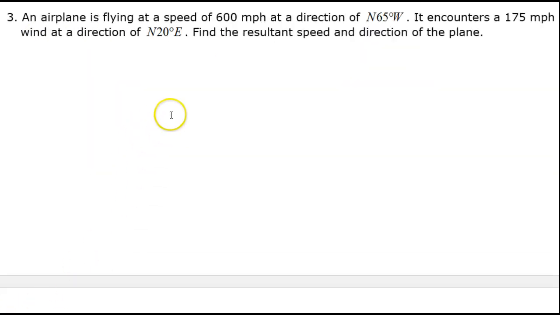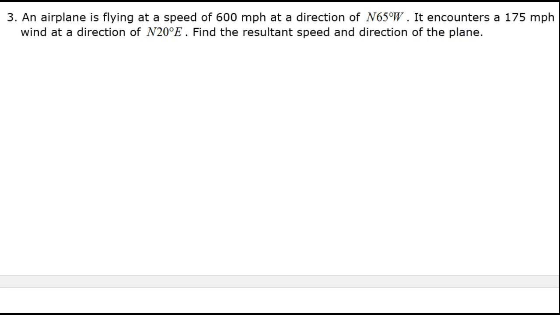All right, we have been building up to a problem like number 3, where we have two vectors and neither of the directions are simply north, south, east, or west. So this is going to be a little bit more involved. An airplane is flying at a speed of 600 miles per hour at a direction of north 65 degrees west. It encounters a 175 mile per hour wind at a direction of north 20 degrees east. Find the resultant speed and direction of the plane.